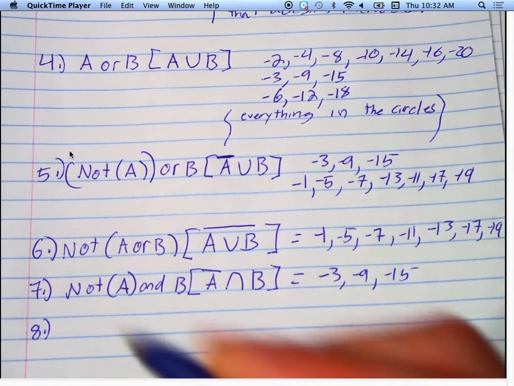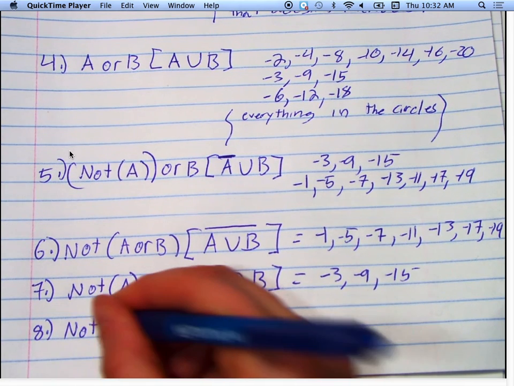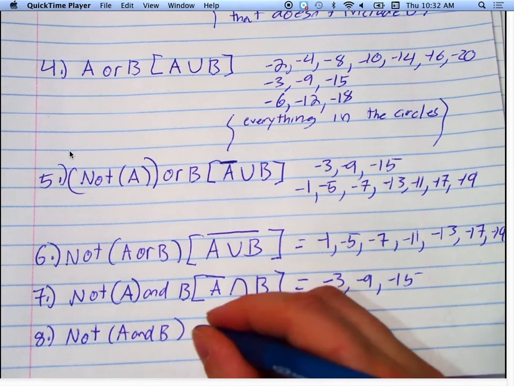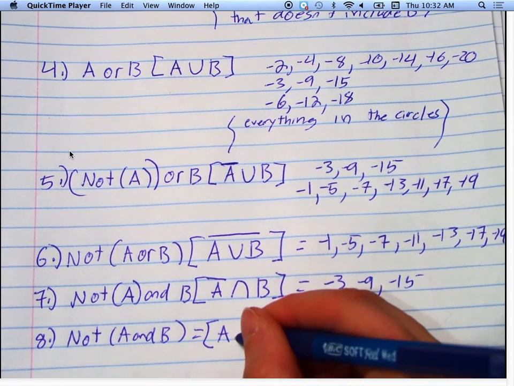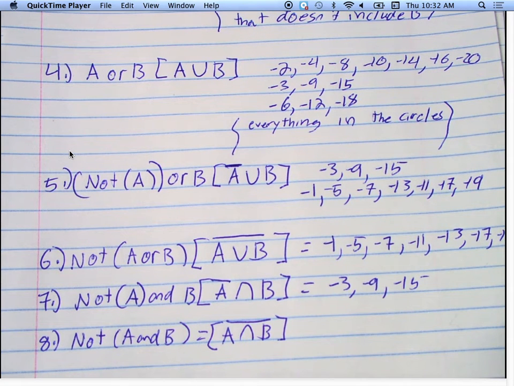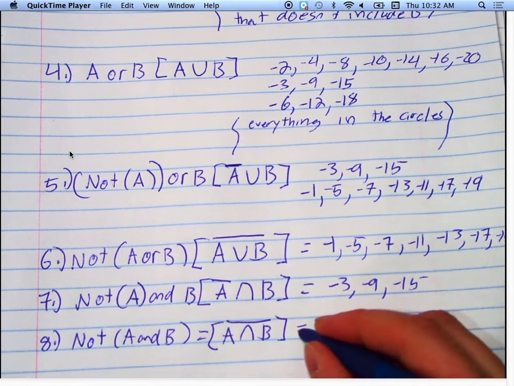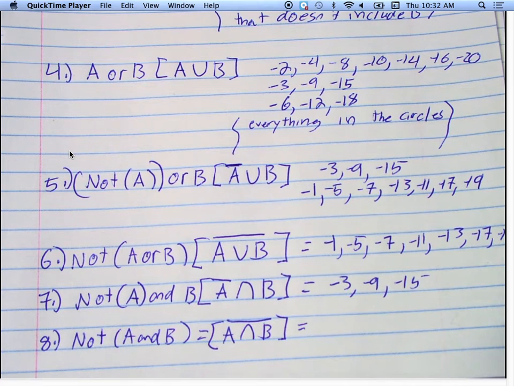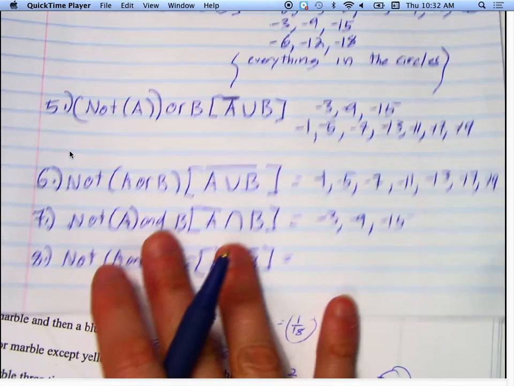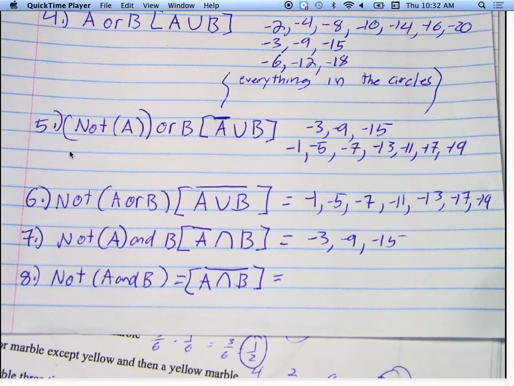Number 8. Not A and B. I got a question. I missed something. Oh, because of the backwards U, that's why. So be careful about this. Yes, in number 7, that's why it's only those 3. Why is it backwards? I would say it was upside down. Why can't you say it's an N? Okay, we can call it an N.